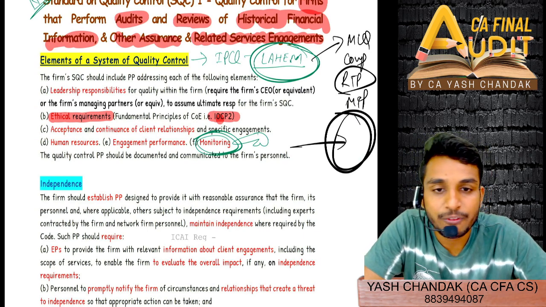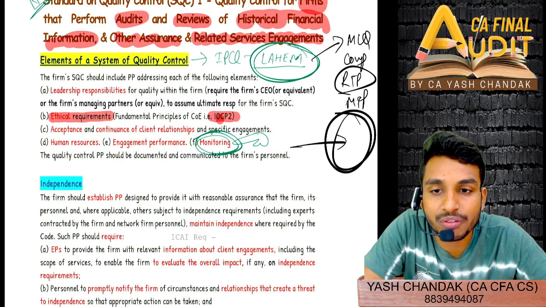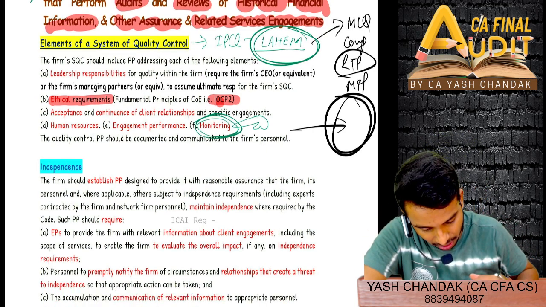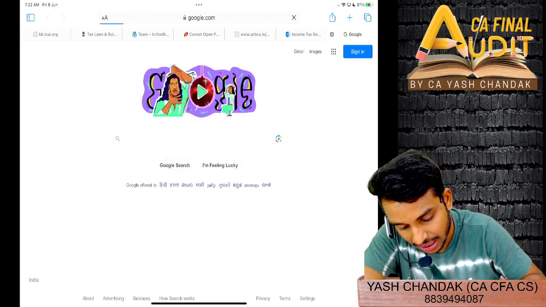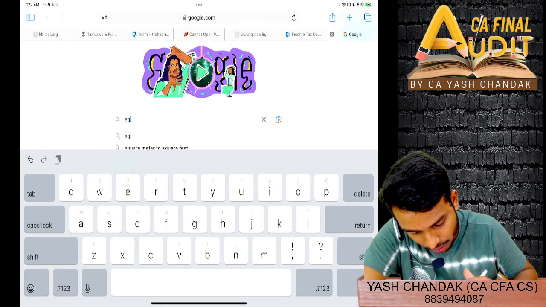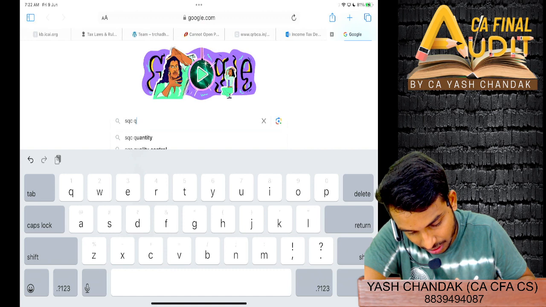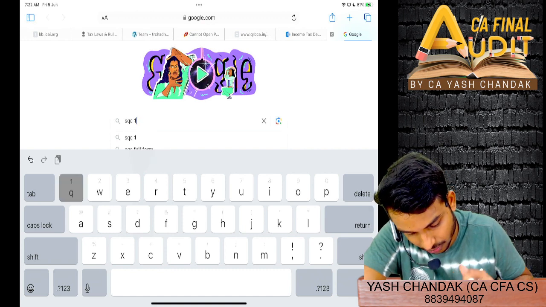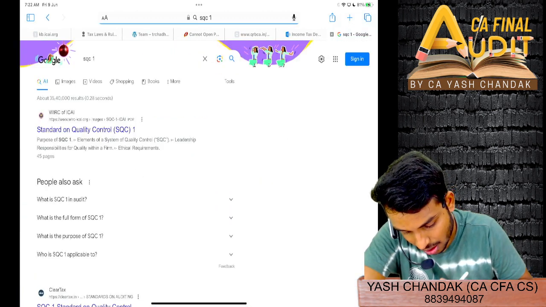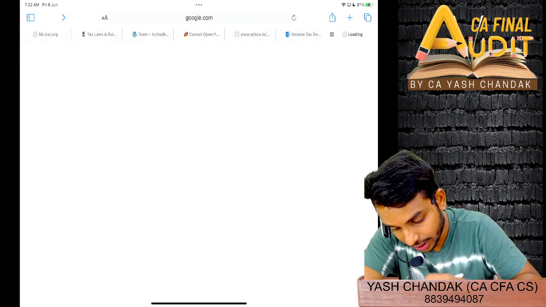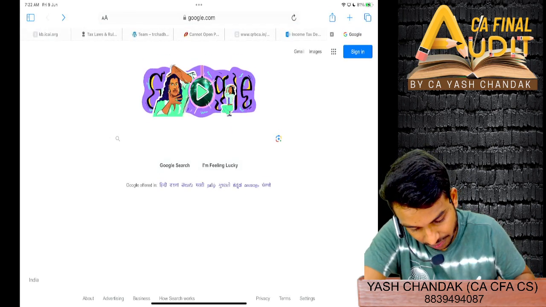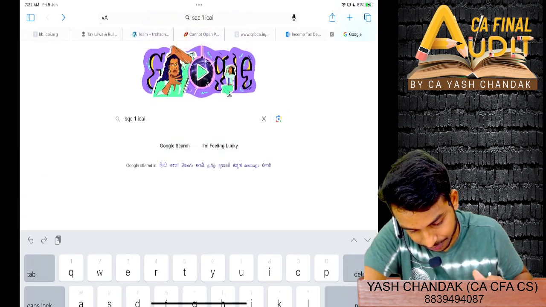So see, we have to do an efficient form of study, right? So if I just tell you how big each and every standard is, suppose SQC1, if we start going through each and every point which is given in our bare standard SQC1.